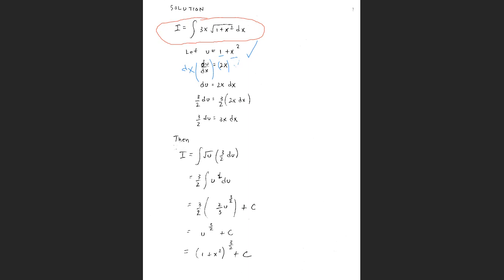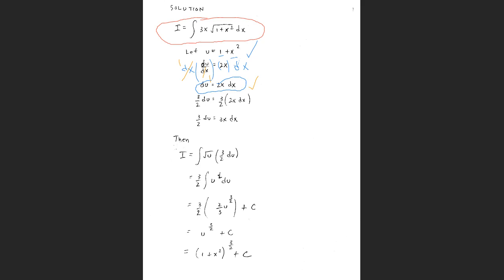I can multiply by dx on both sides, and then I have that du equals 2x dx, because on the left side, the dx's simplify. And so du is equal to 2x dx.